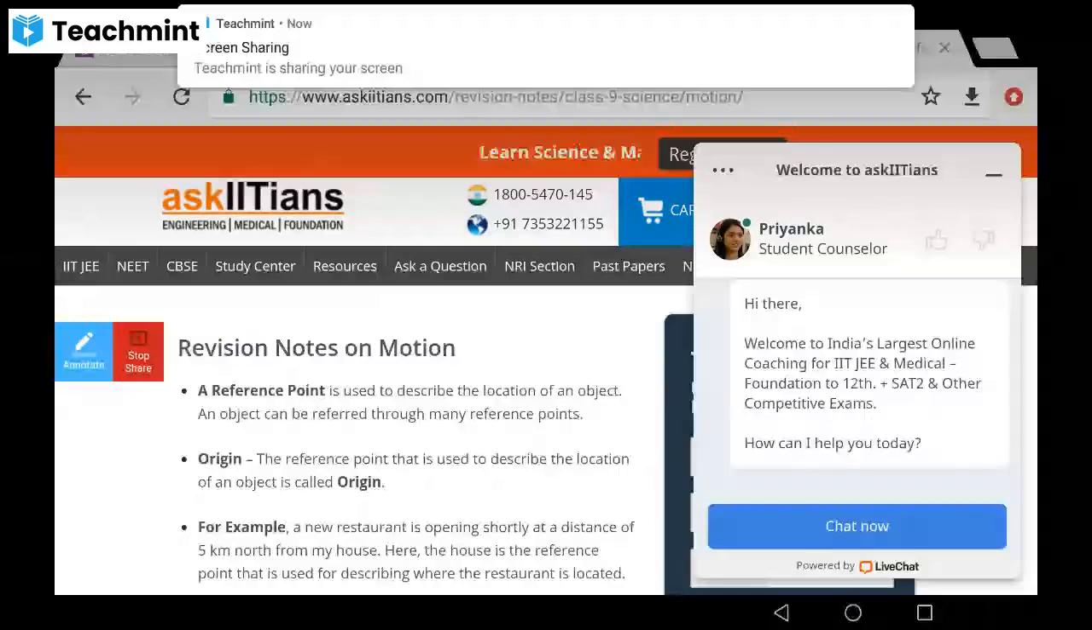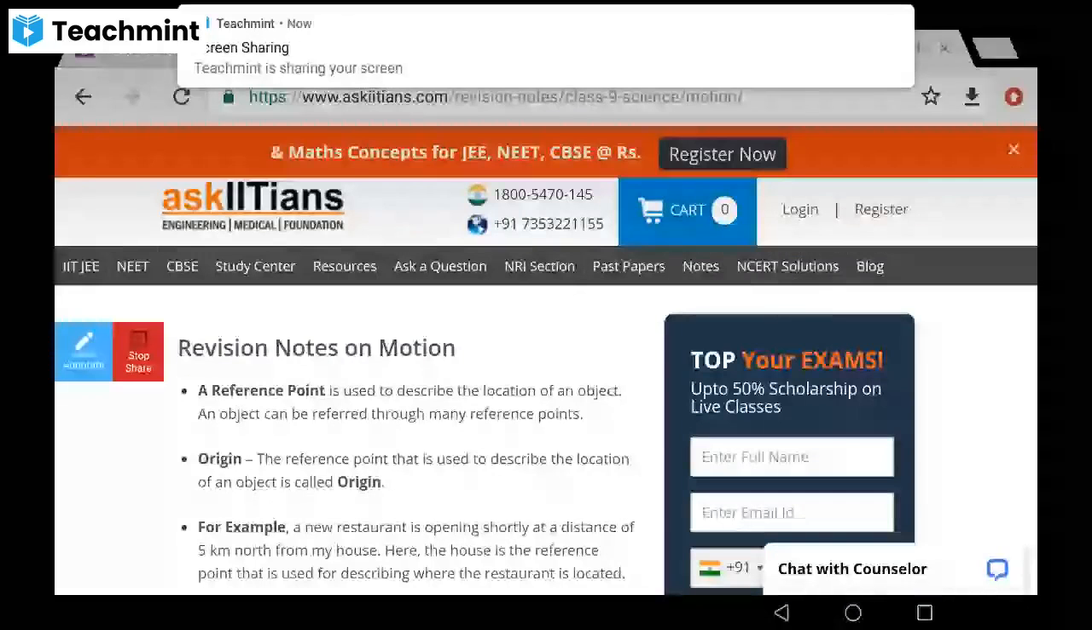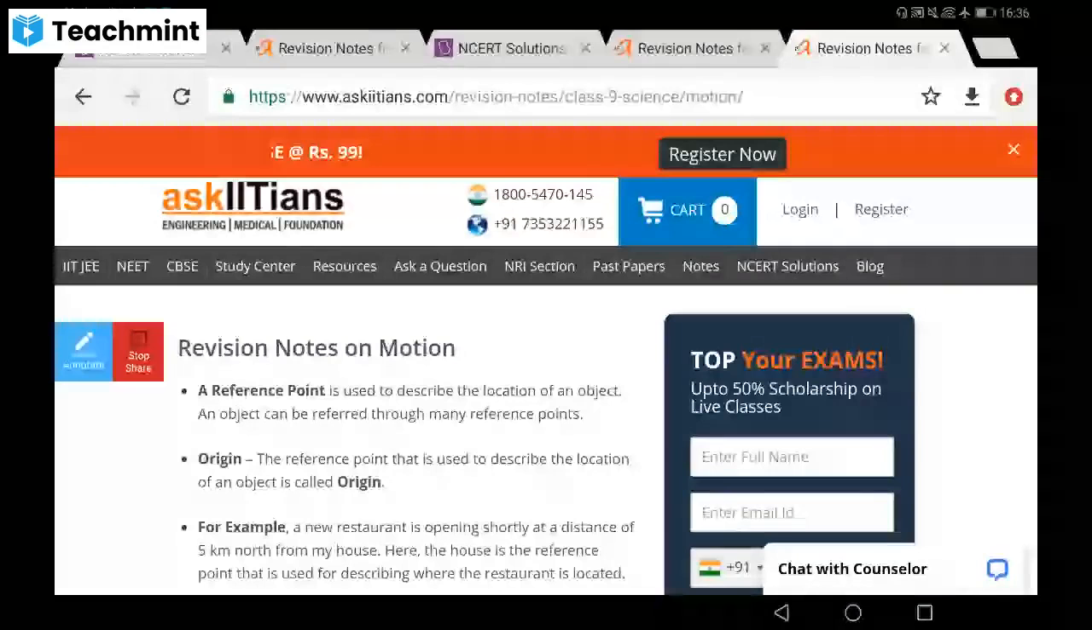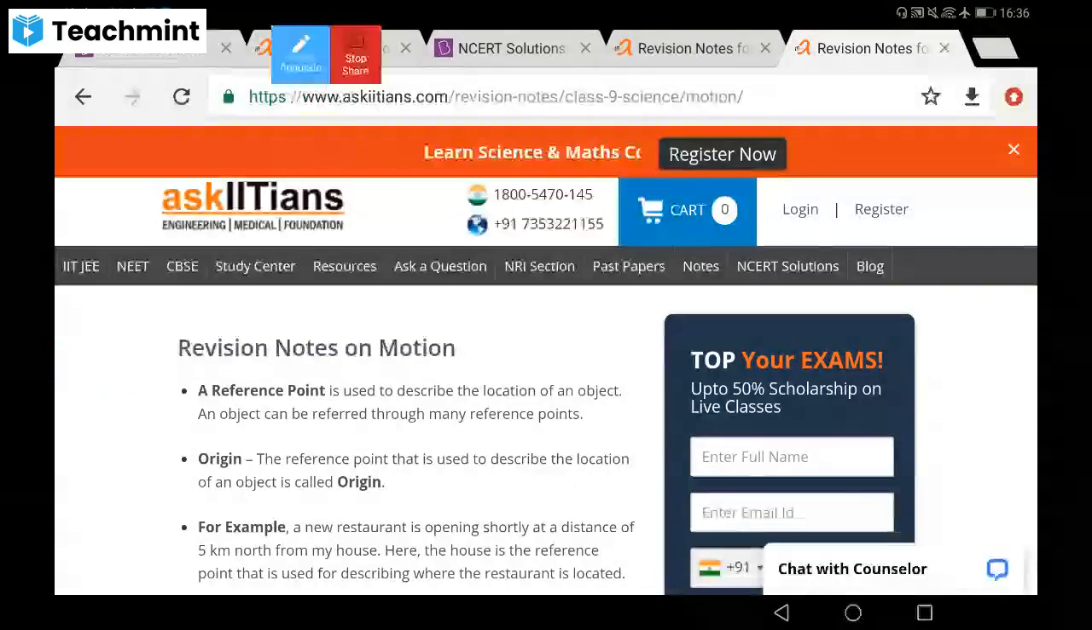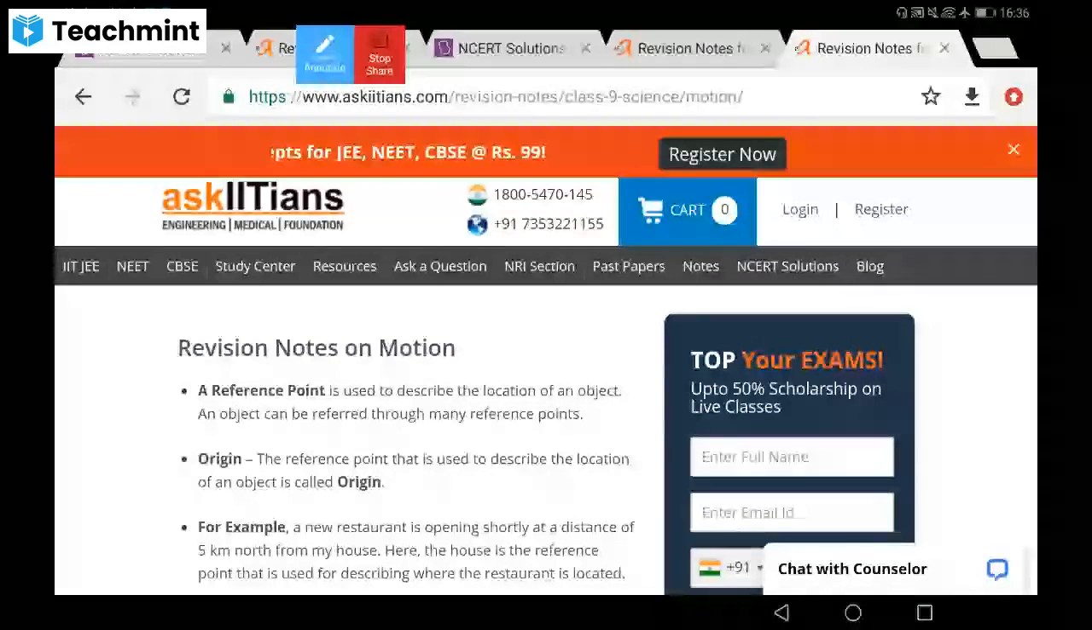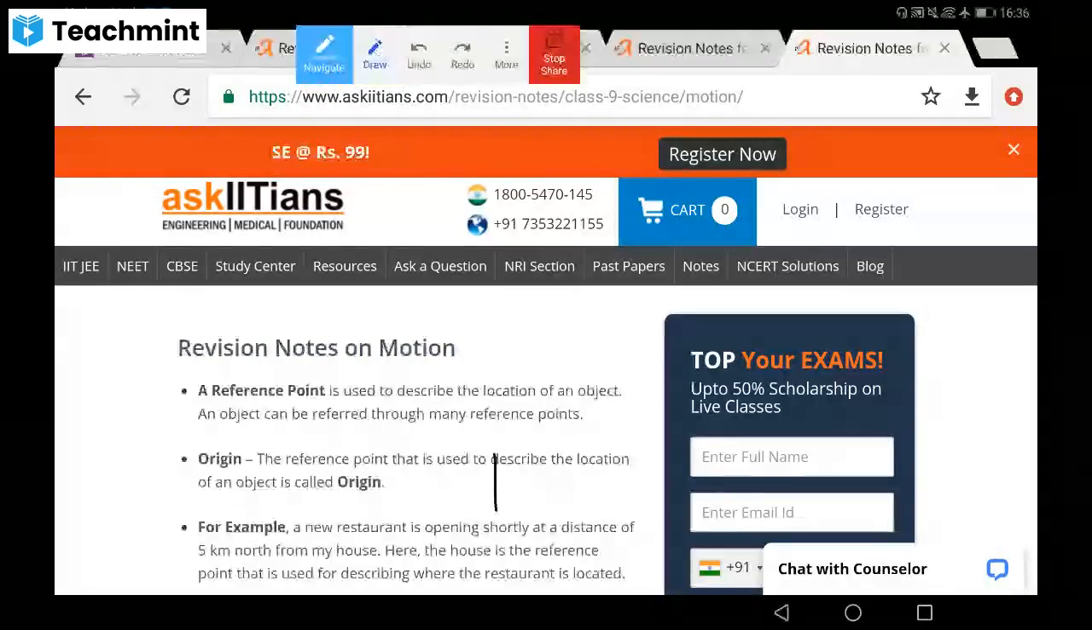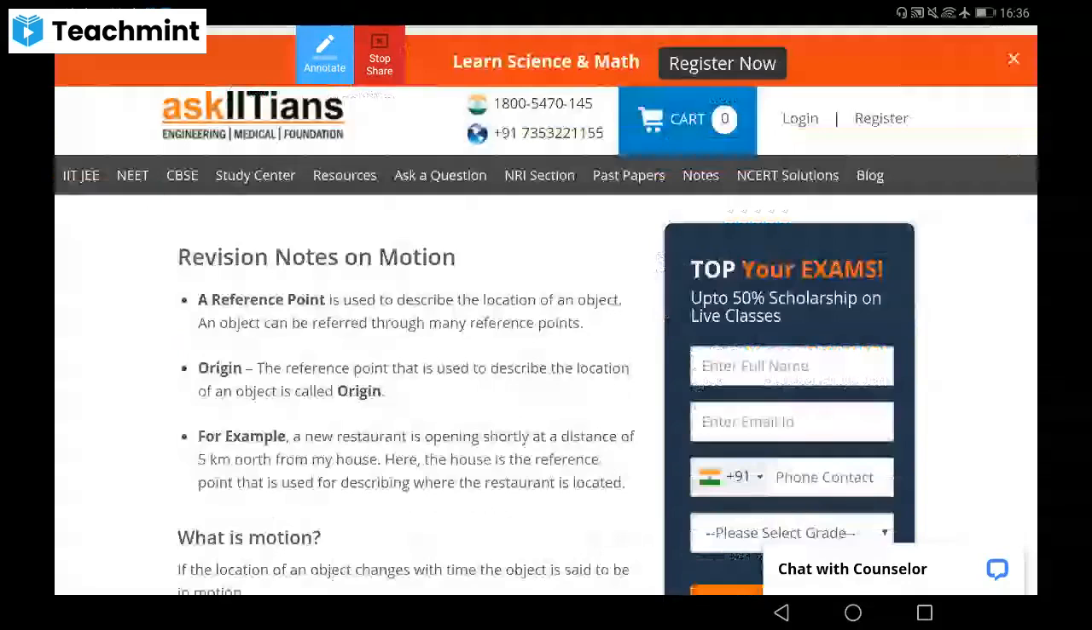Class, I have given an introduction about this chapter, motion, and we have seen certain definitions related to this: what is motion, what is reference point, what is origin. All these things we have seen in the last class.